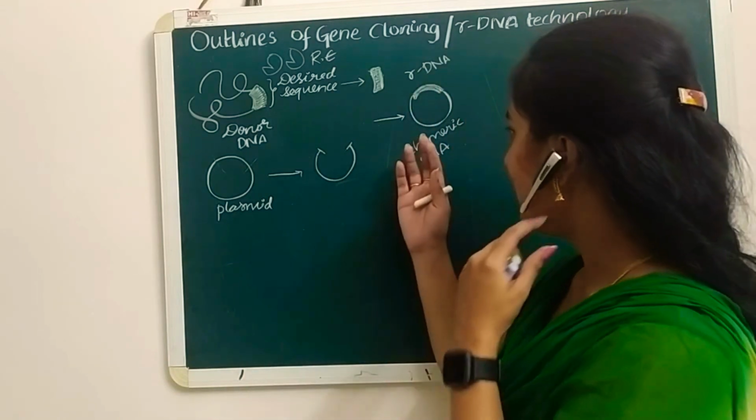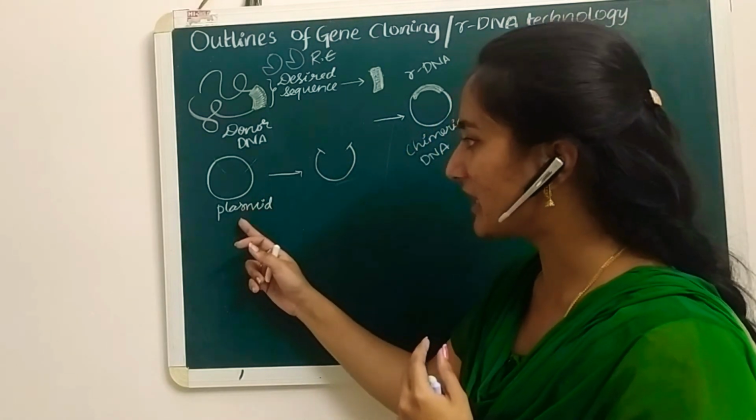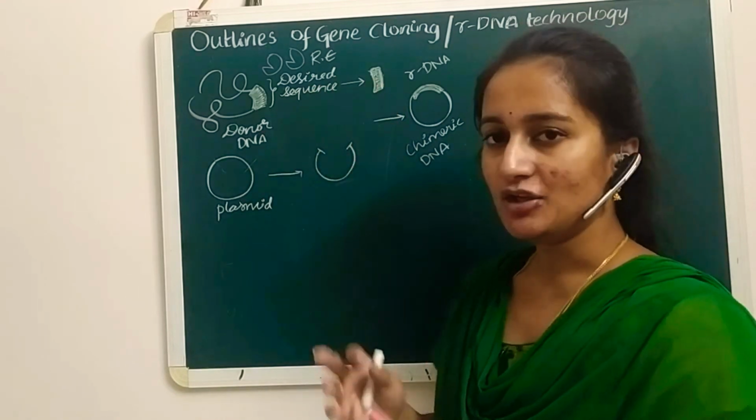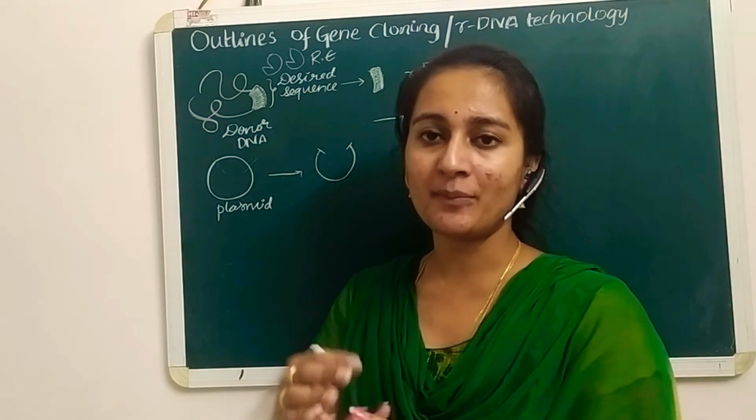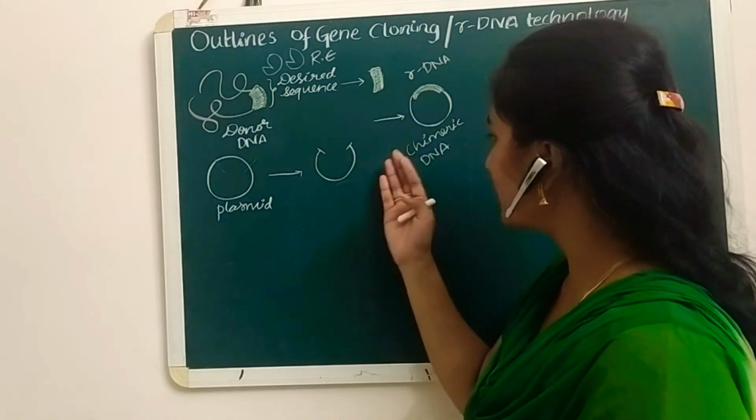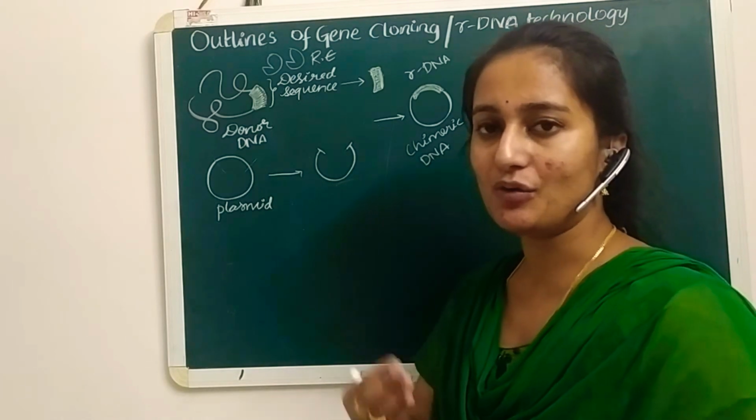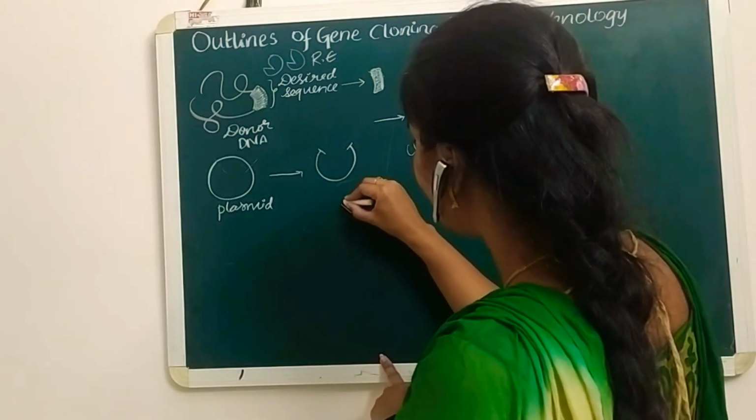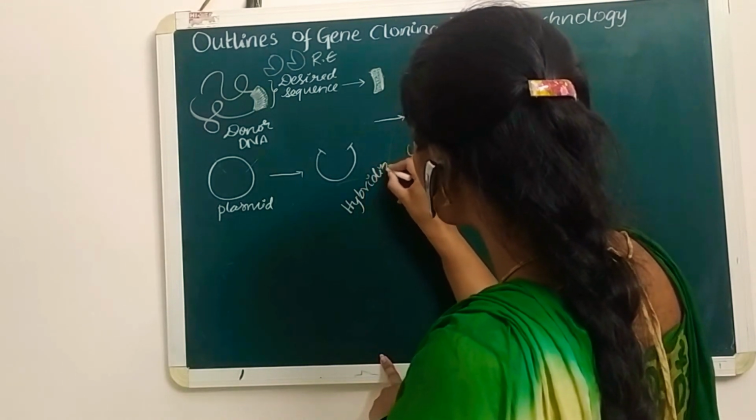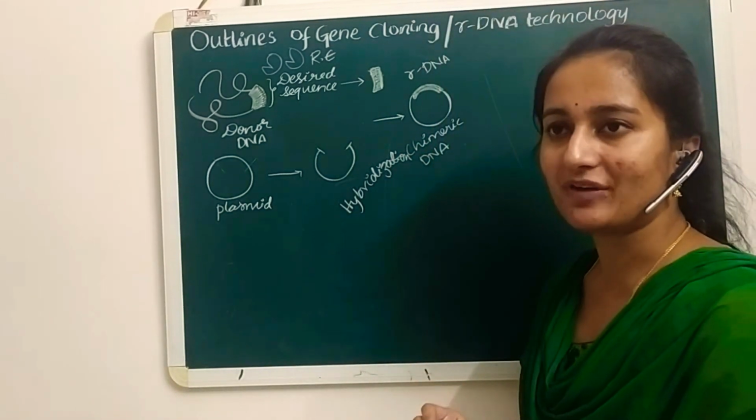In the same way, it has half or three-quarters of its part from the vector, that is the plasmid, and the remaining part from the donor DNA. So both are joined, forming a new variety, considered as recombinant DNA or chimeric DNA. This process of producing new varieties is called hybridization. Hybridization is useful for the formation of new varieties.